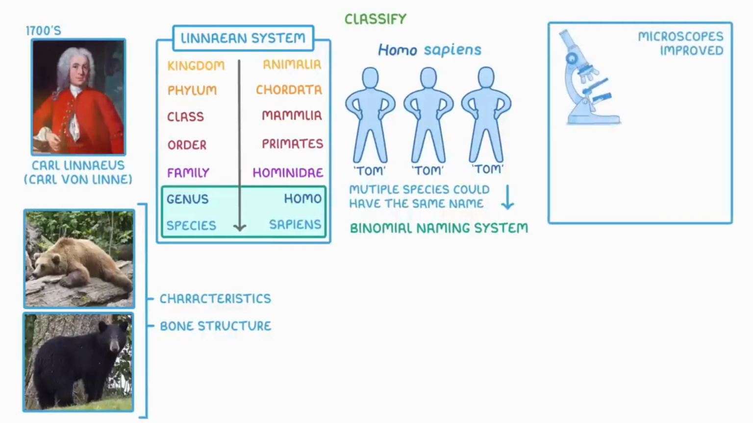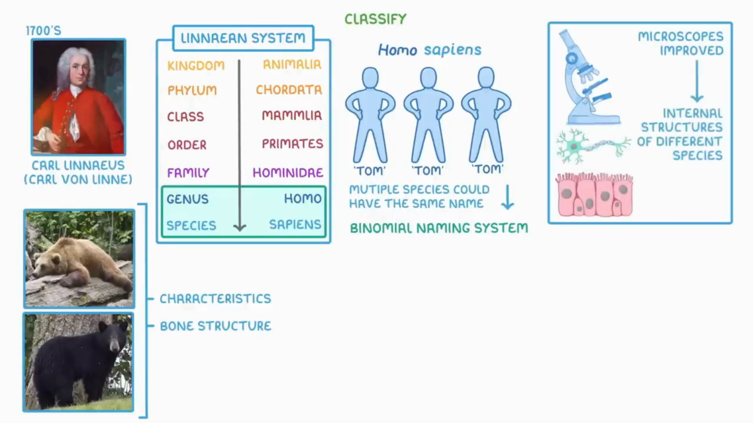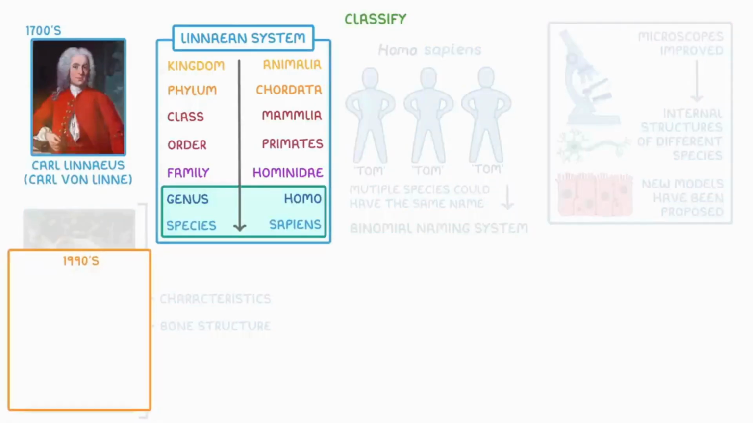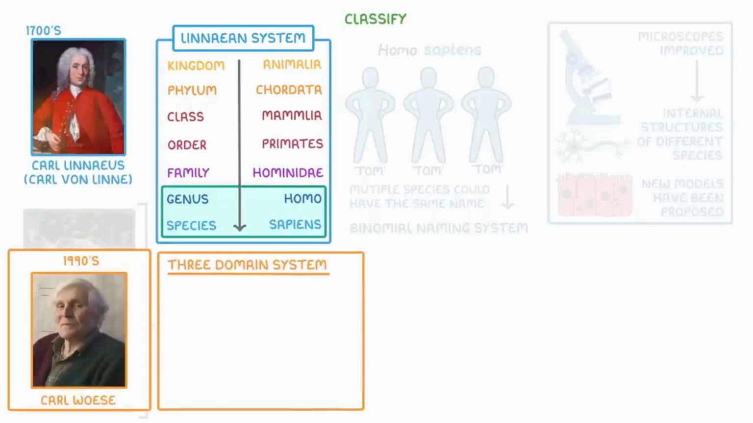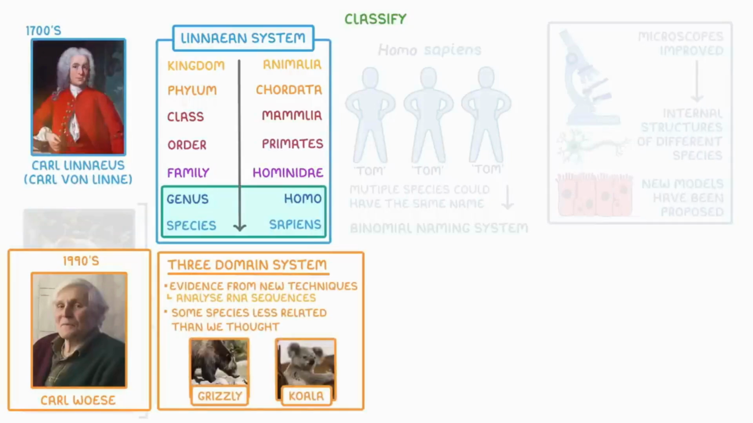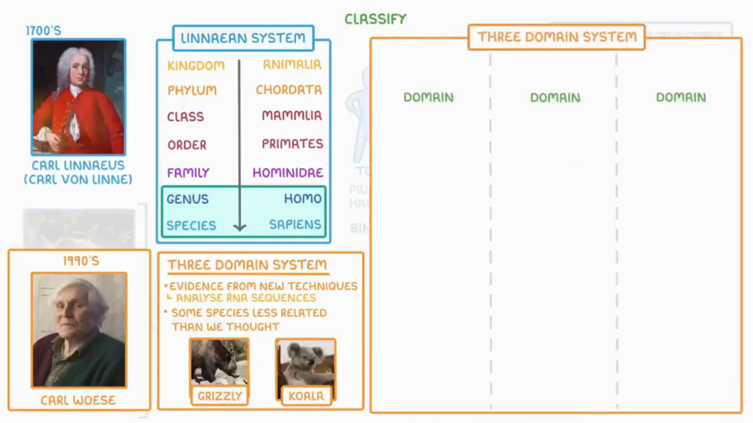However, as our microscopes improved, and we learned more about the internal structures of different species, new models of classification have been proposed. And although they didn't replace the Linnaean system, they kind of got combined with it. For example, in the 1990s, a different Carl, this time Carl Woese, proposed the three-domain system. Using evidence that he had gathered from new techniques that could analyze RNA sequences, he found that some species were less related than we thought. And so he introduced three new categories, called domains, that were placed above kingdoms.